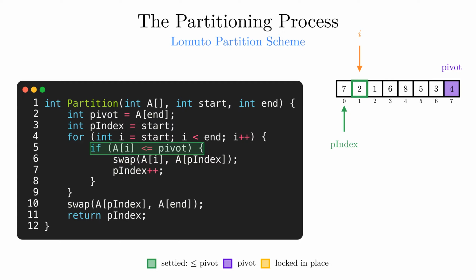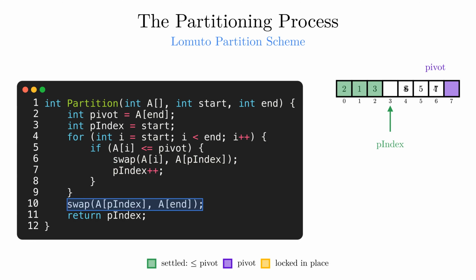2 is less than 4. The condition is true. We swap it with the element at p_index, then increment p_index. 1 is also less than 4. Condition is true. Swap it with the element at p_index, then increment p_index. 6, 8, and 5 are all greater than 4. We simply advance I. 3 is less than 4. Condition is true. Swap it with the element at p_index, then increment p_index.